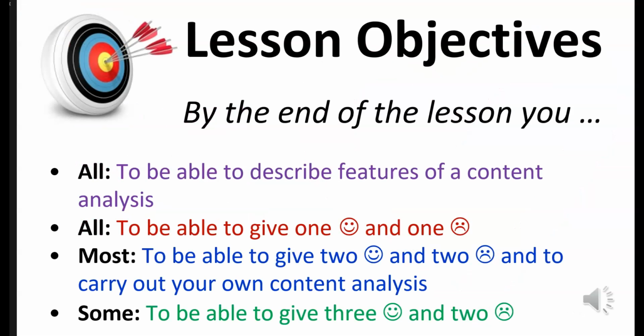By the end of this online lesson today, you should be able to describe what is content analysis, be able to describe at least 4 of the main features of content analysis. Really, all students should be able to at least provide one strength and one limitation with some explanation. Most of you, though, 2 is fine, 2 strengths, 2 limitations. However, if you're really ambitious, let's see if you can identify 3 strengths and 2 limitations of content analysis.